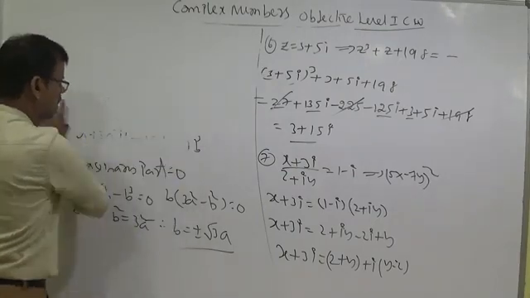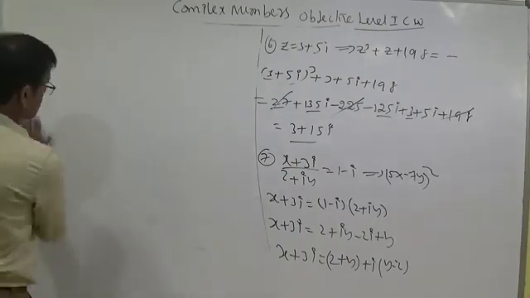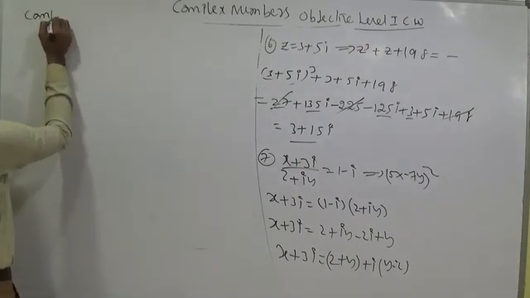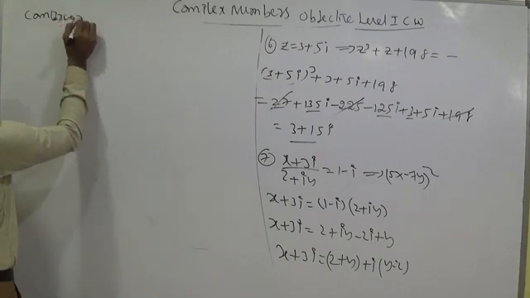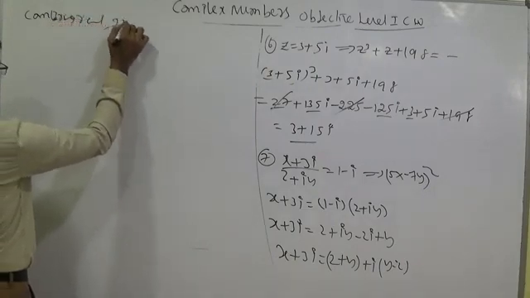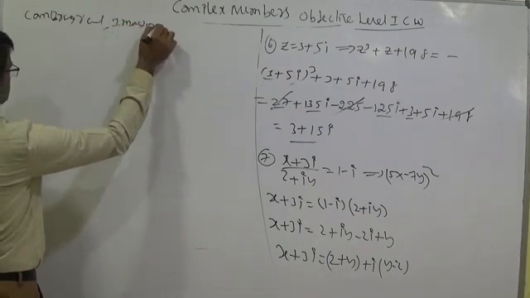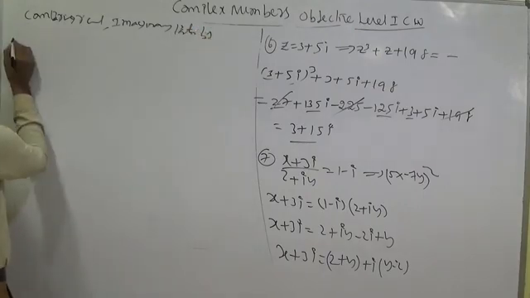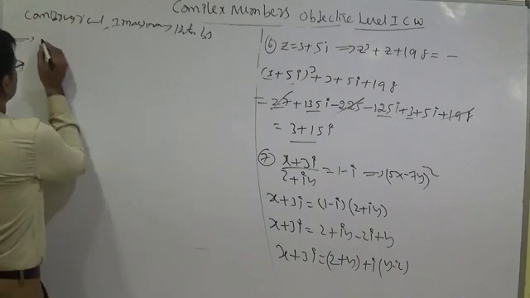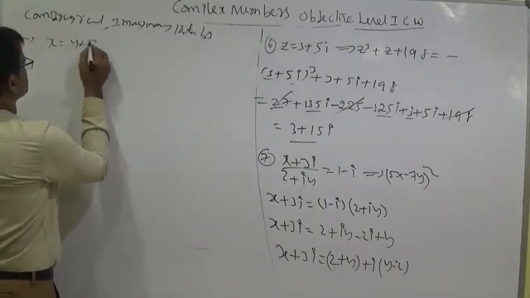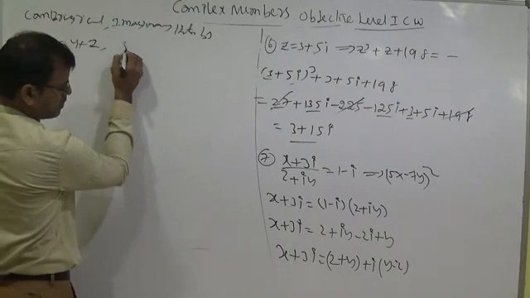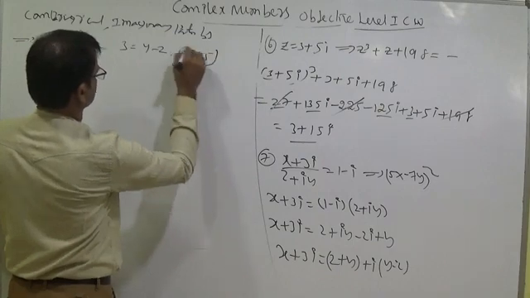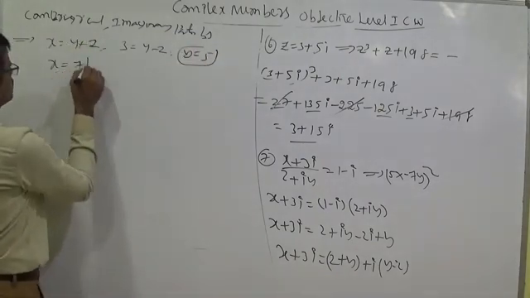Comparing real, imaginary parts both sides, that implies x is equal to y plus 2, and 3 is equal to y minus 2. So using this one, write y is equal to 5 and x is equal to 7.